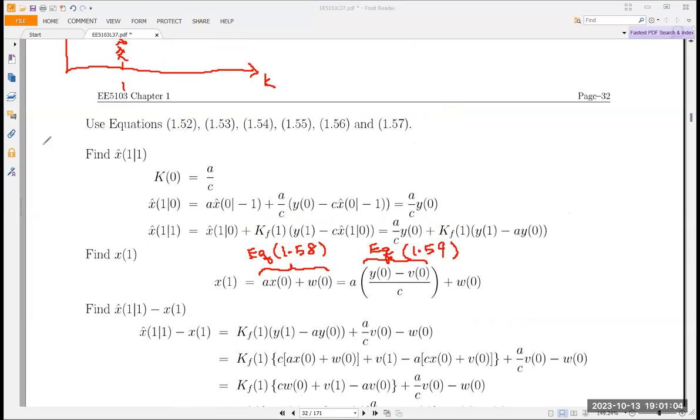Again, you go to 52, 53, 54. So let's go with 52. You will get KF, so you substitute the value here. For 53, you get KK, so you substitute the value here. You will get A over C. Nothing to discuss, you just plug it in. Then x hat 1,0. So you look at the Kalman filter, 1,0, which means k is 0. So this is x hat 1,0. You substitute things inside here, and you will then get this.